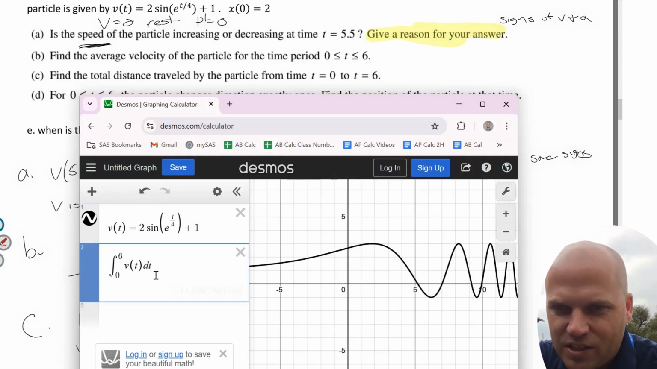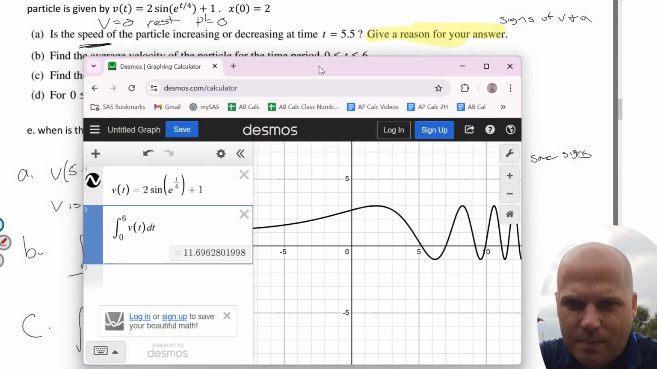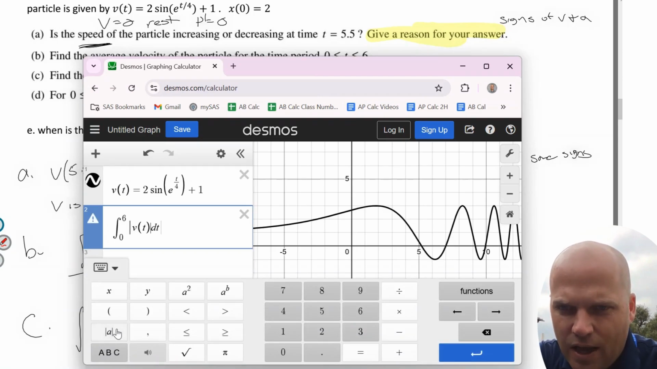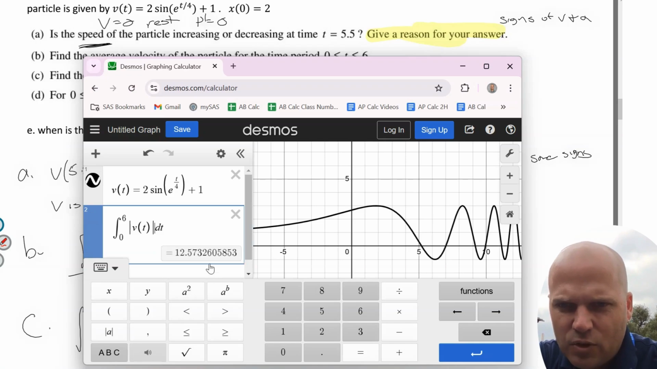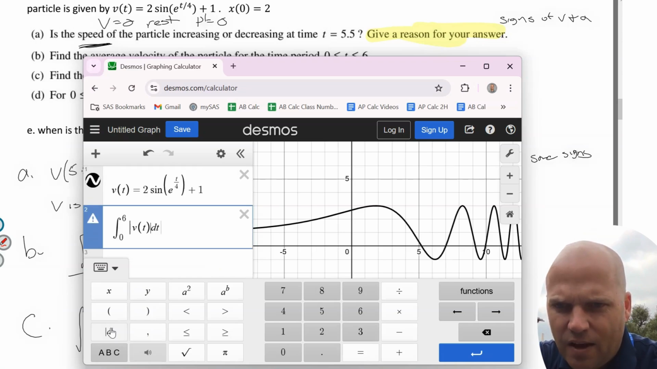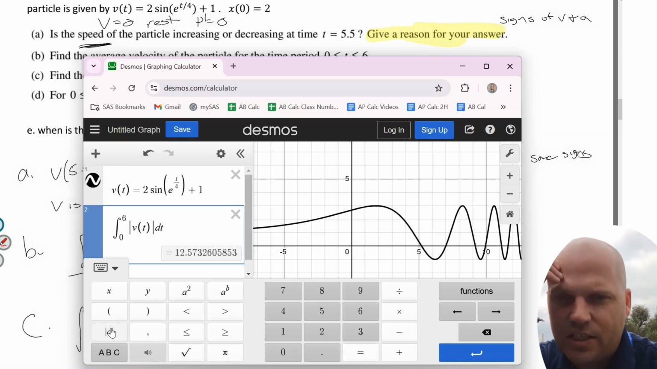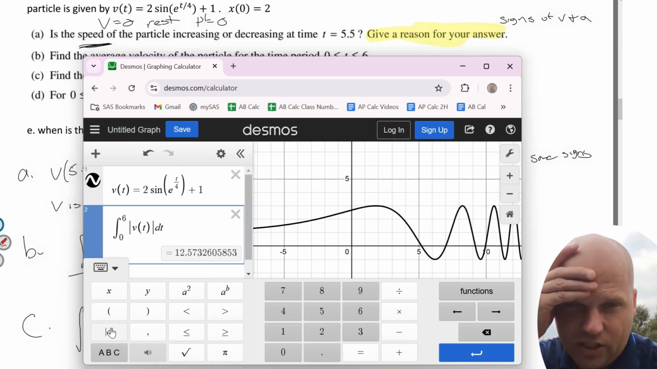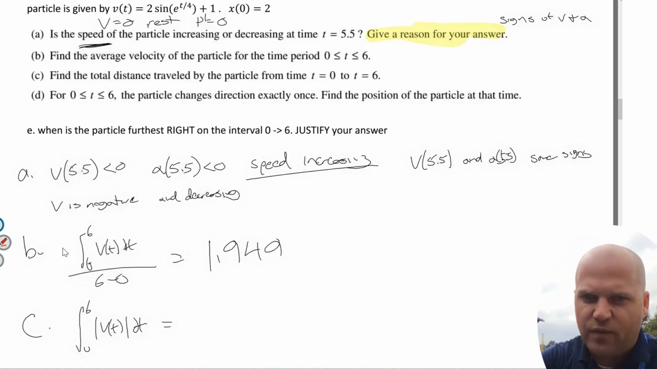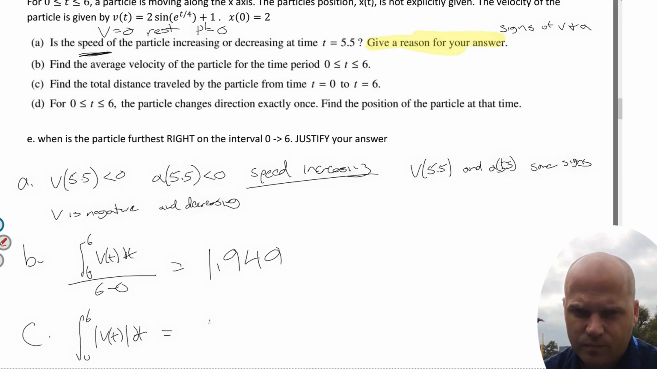Why don't I just add in an absolute value? How do you absolute value? You come here and you go abs here and do an abs here. If you do the abs on the outside, it won't work, I think. Yeah, so you've got to have positive velocities from 0 to 6. It likes to go from left to right. I think that makes it positive. So 12.573. It's easy.